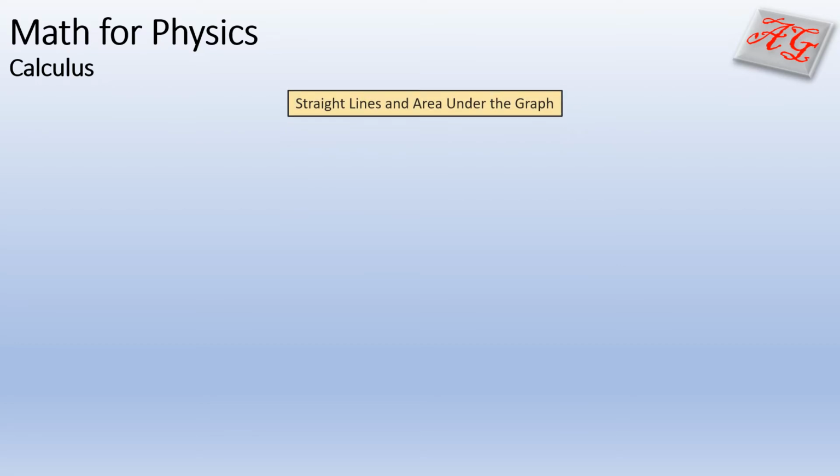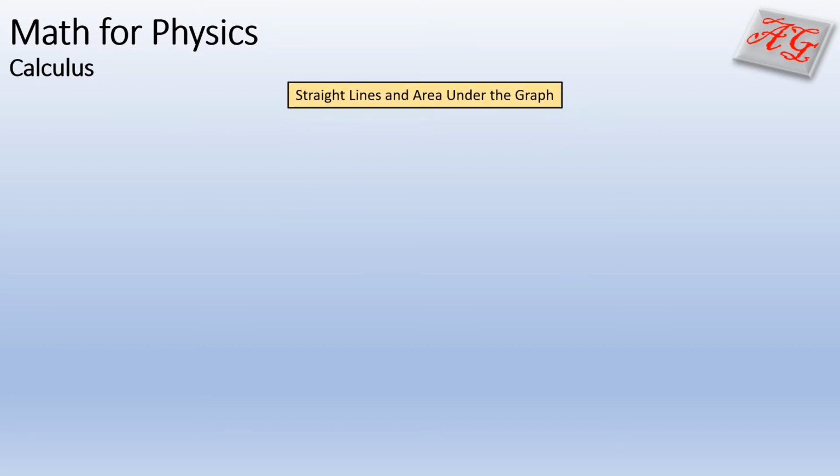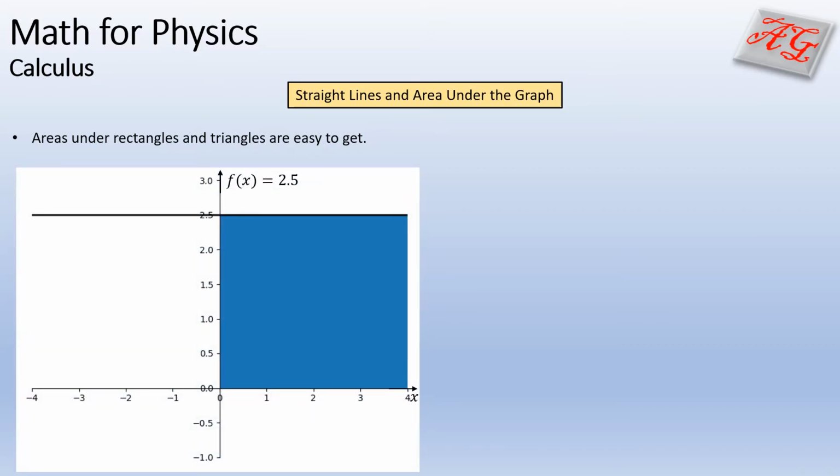So we now want to calculate areas under the curves. Areas under rectangles and triangles are easy to calculate. If you have a constant function, say f of x equals 2.5, and you want to get the area between the x-axis and the value of the function, the value in this case is very simple to get, since the area of a square is the width times the height. That in this case is 2.5 times 4, that equals 10.